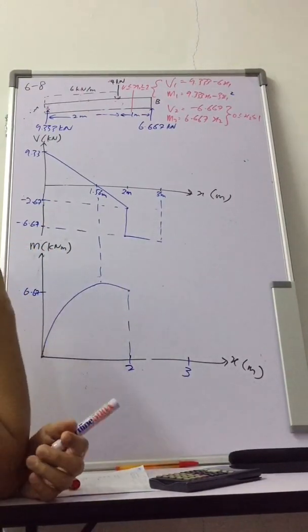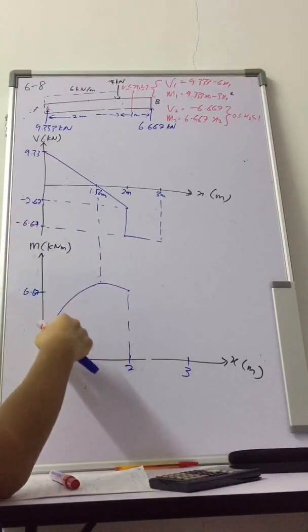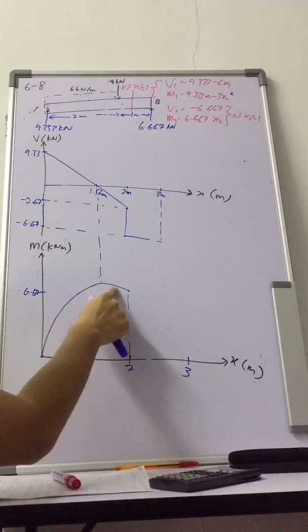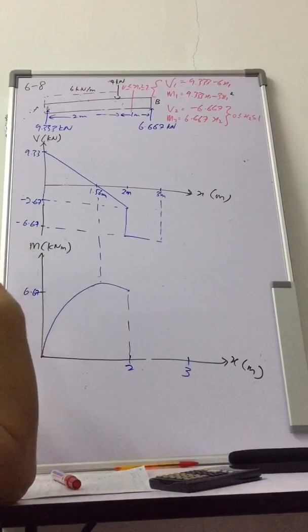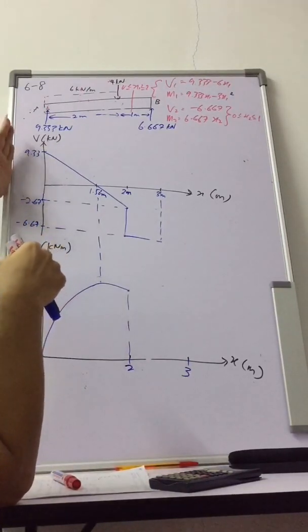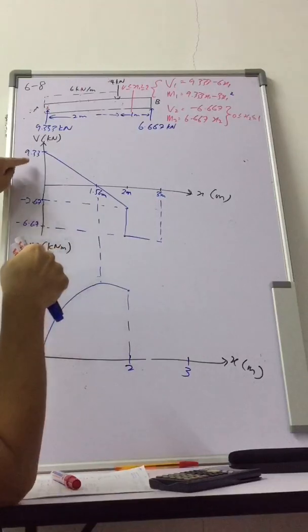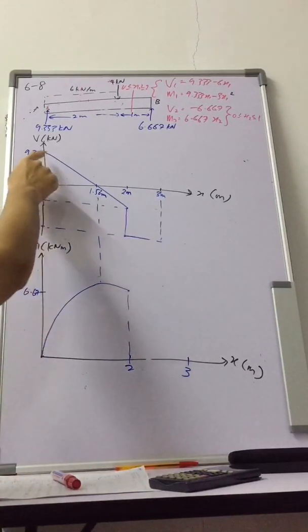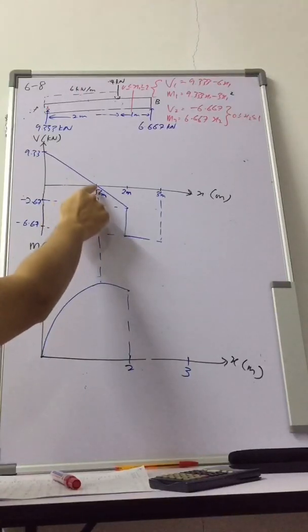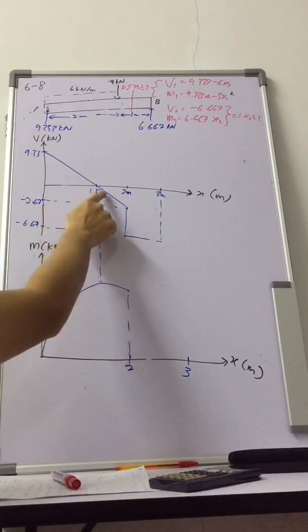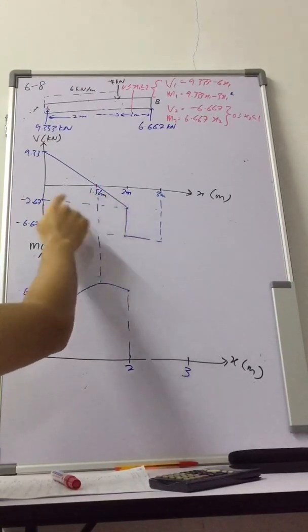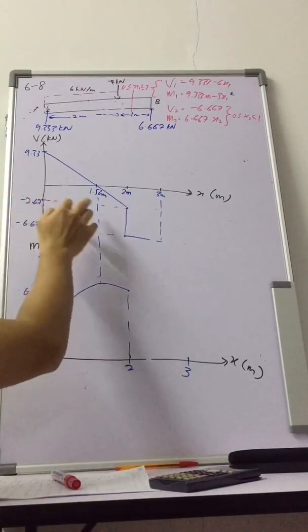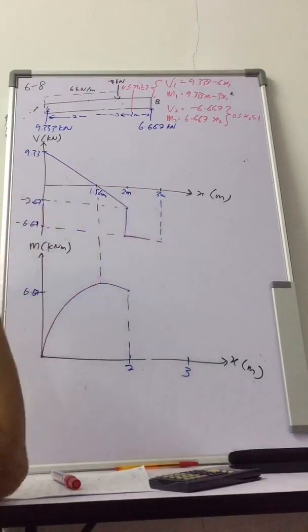How do we know the shape is like this? Again, you can plot one by one. You can have, for instance, x equals 0.1, 0.2, 0.3, and so on until 2. But that's a waste of time. If you understand the relation of the V value with the slope of M, we can do it straight away. Can you see that the V value changes from positive 9.33, decreases until 0 at x equals 1.56, and then becomes negative until it reaches minus 2.67 kilonewton at the location of 2 meter?